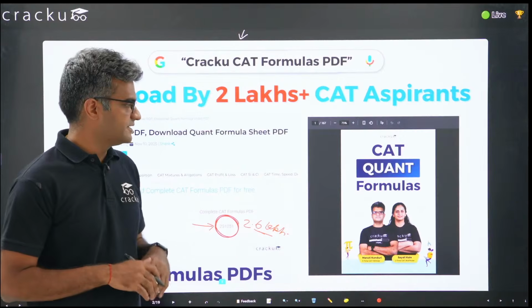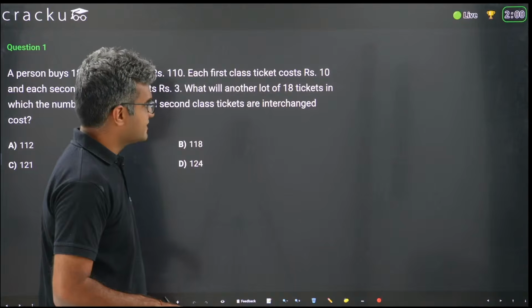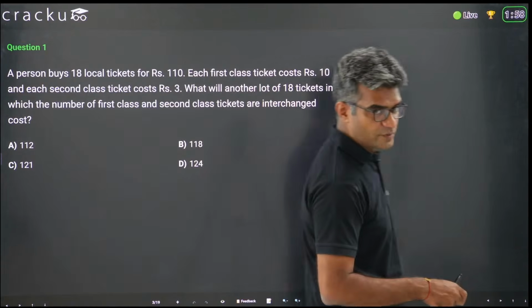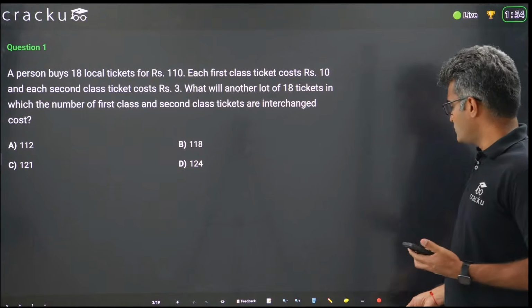Let us look at the first question. This is the first question. I think we have around 2.5 minutes or maybe 2 minutes. Let us try to solve it. If you get the answer, please do post it in the chat.